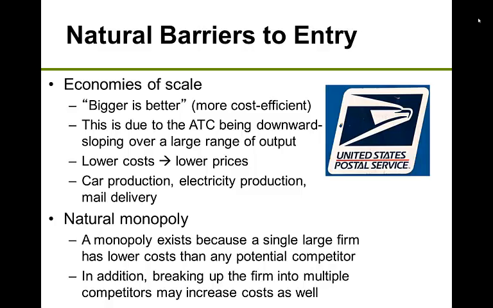A single large firm is going to have lower costs than potential competitors. And you'll see natural monopolies a lot when you think about utilities. Utilities have declining marginal costs, economies of scale, so you naturally have monopolies arise. So this creates kind of a conundrum. We'll talk about the problems with monopolies in the next lecture, but if you try to break up a natural monopoly, you can actually worsen the outcomes than what you had with the monopoly.